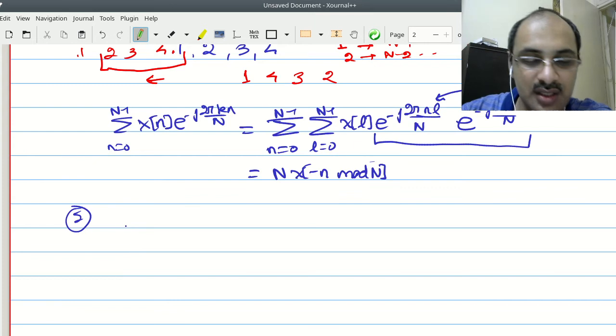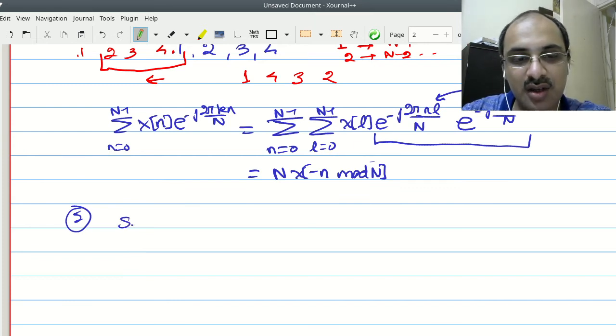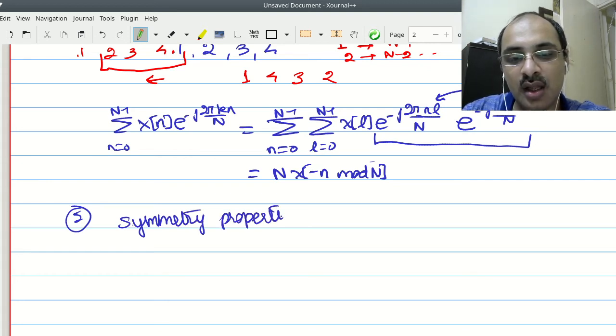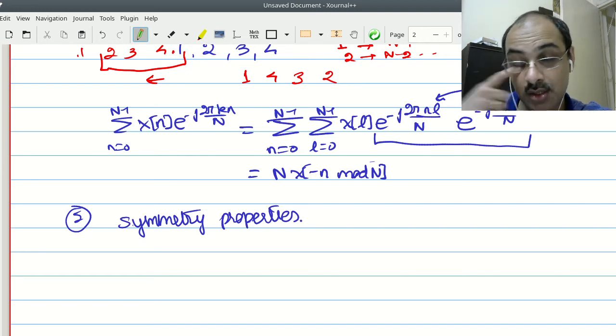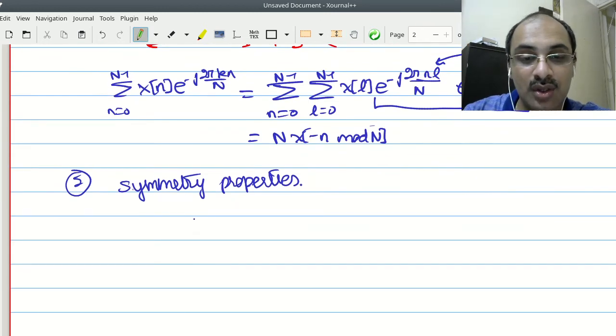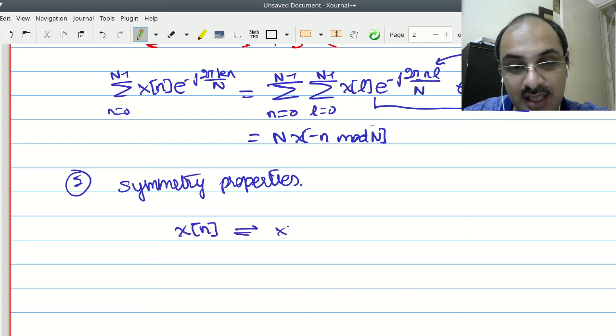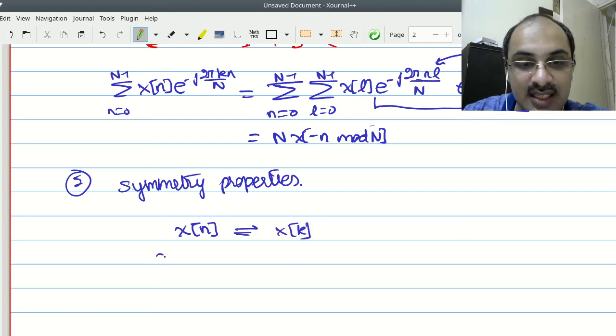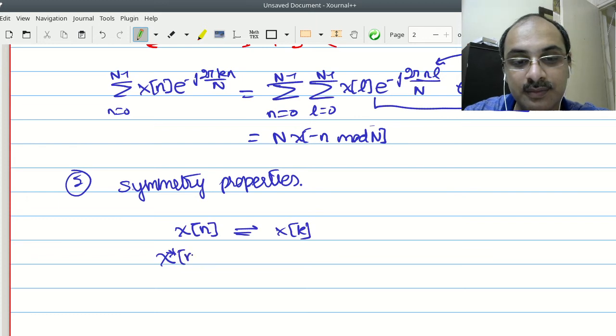So I want to discuss some special symmetry properties. These are things which you can derive on your own, but I'll give you some examples. If you look at the symmetry properties, if you take x[n] and let's say it has DFT capital X[k], let's take x star n. Now x star n is interesting.